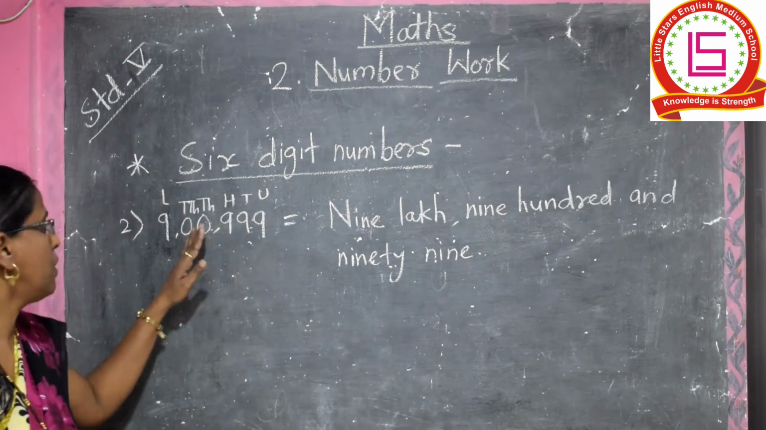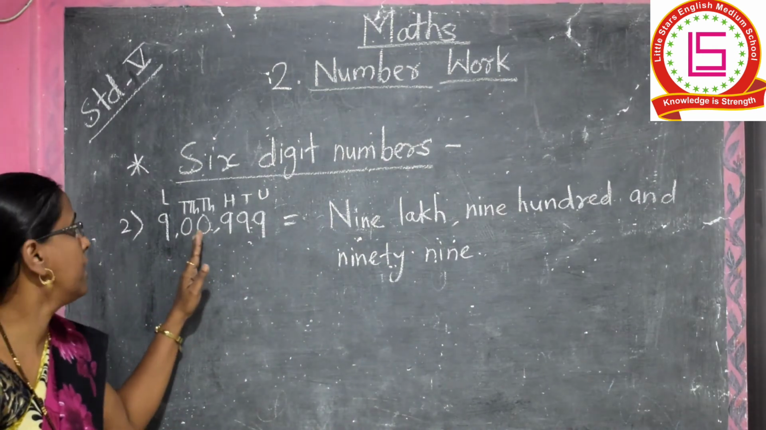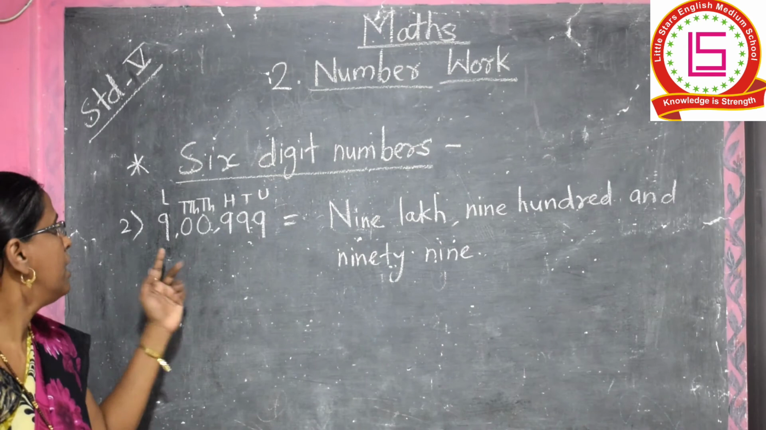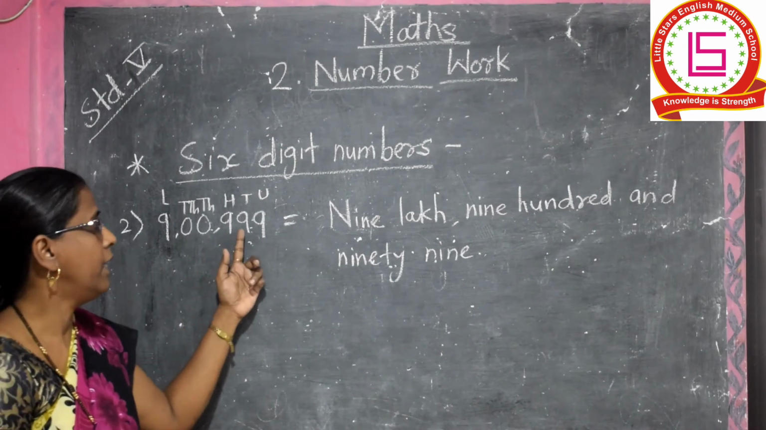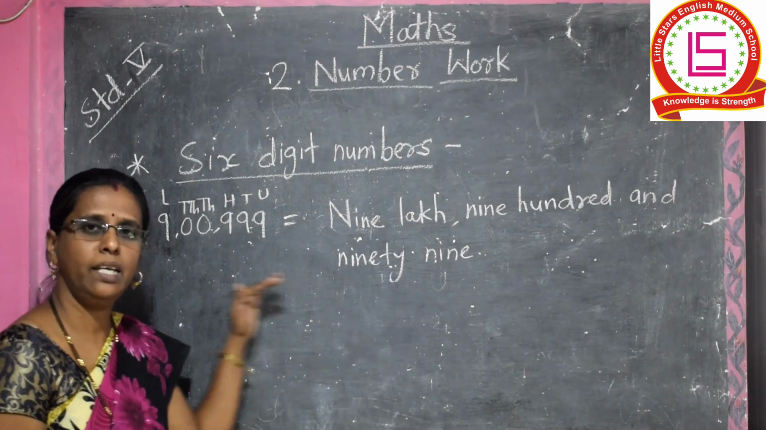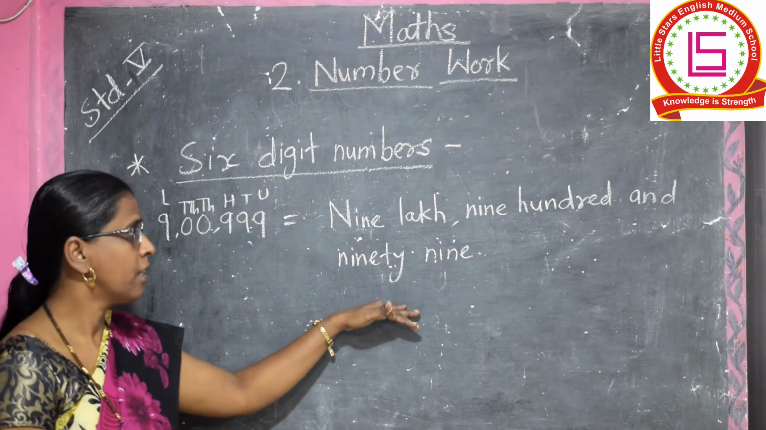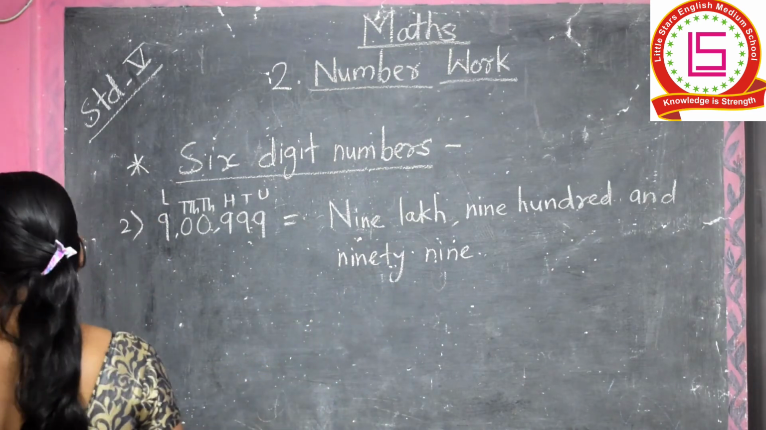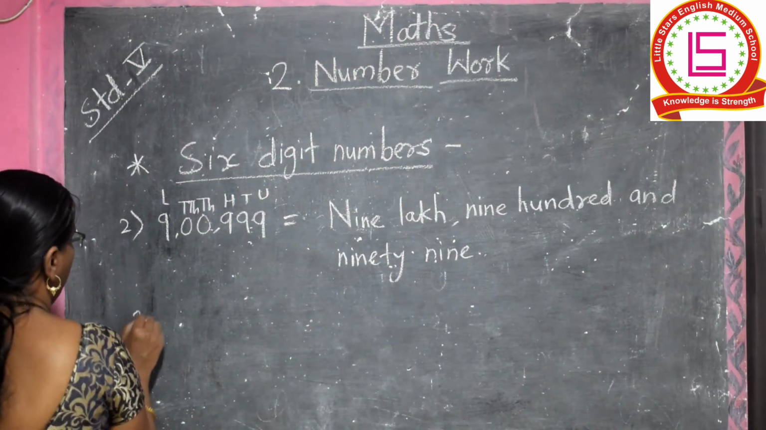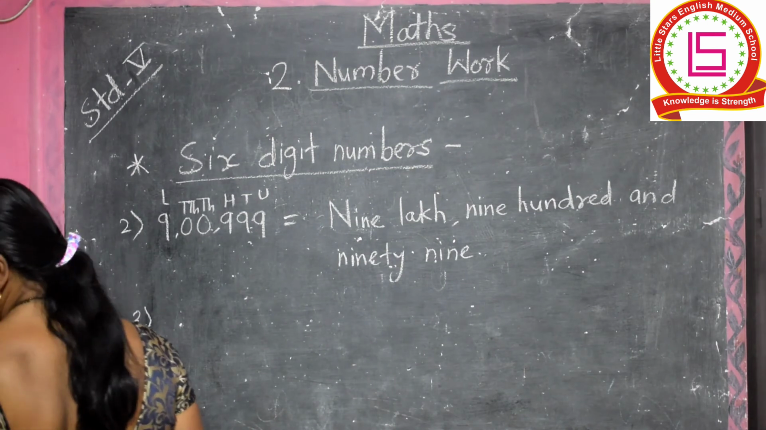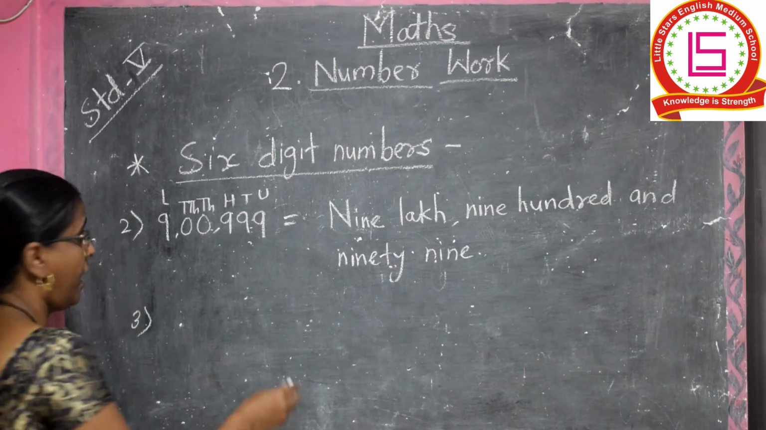Understood this? If 0 is coming, then we do not write anything in that place. Okay, 9 lakh 999. Only write this. Okay, see, then take one example and you tell me the answer of this number.